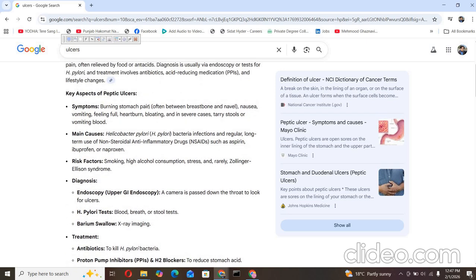Risk factors include smoking, high alcohol consumption, stress, and rarely Zollinger-Ellison syndrome. Diagnosis includes endoscopy, H. pylori test, and barium swallow. Treatment includes antibiotics, proton pump inhibitors, and H2 blockers, and lifestyle changes. The types of ulcers include skin pressure ulcer, diabetic foot ulcer, and mouth ulcer.